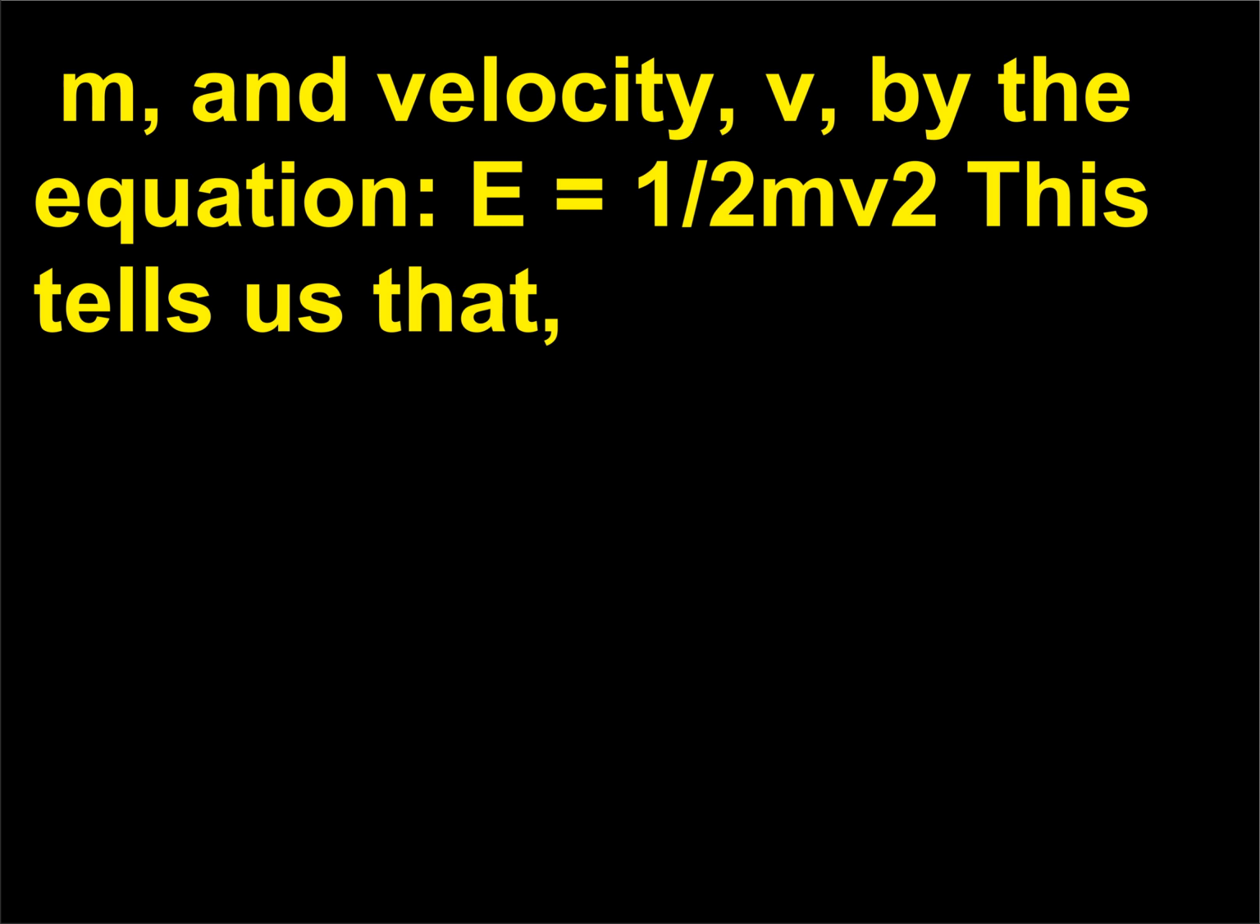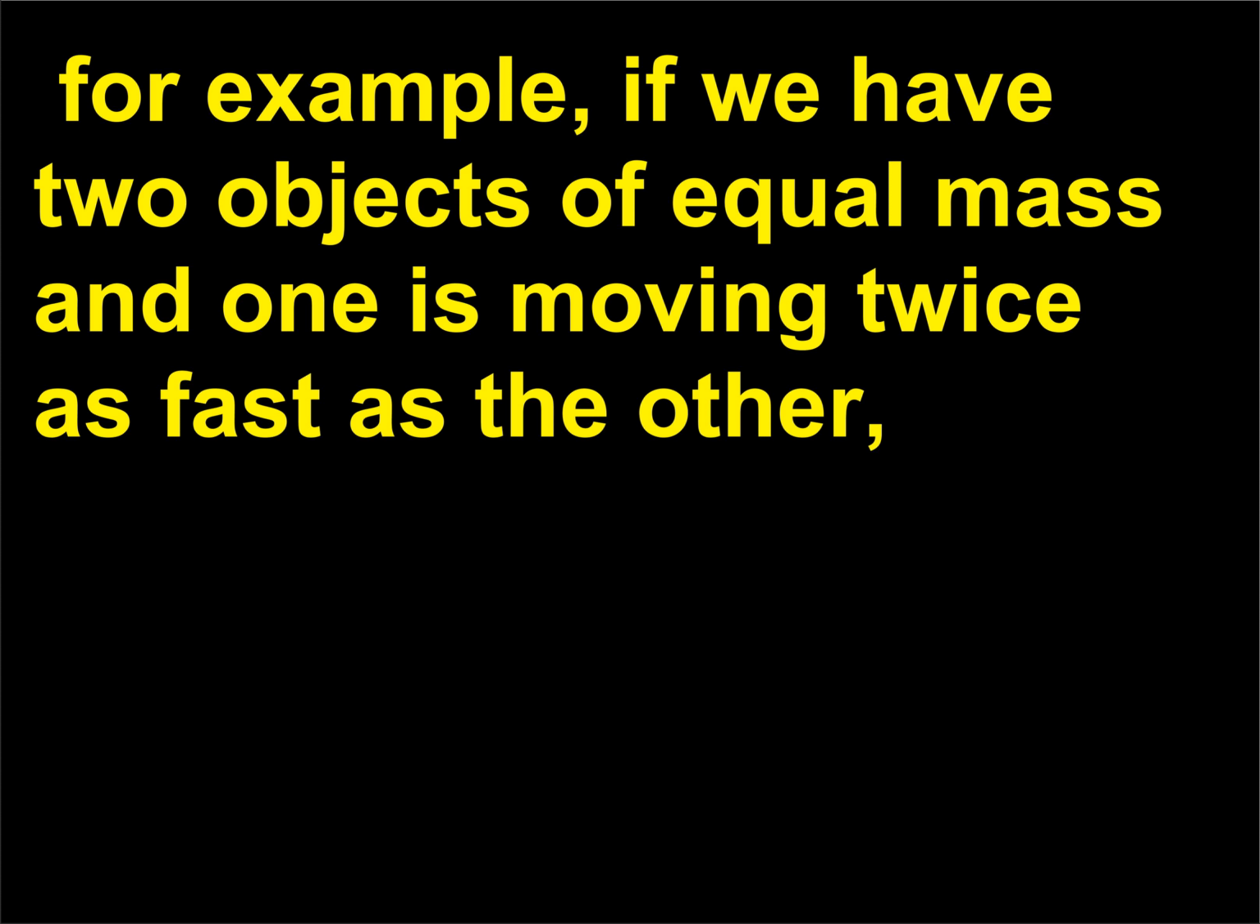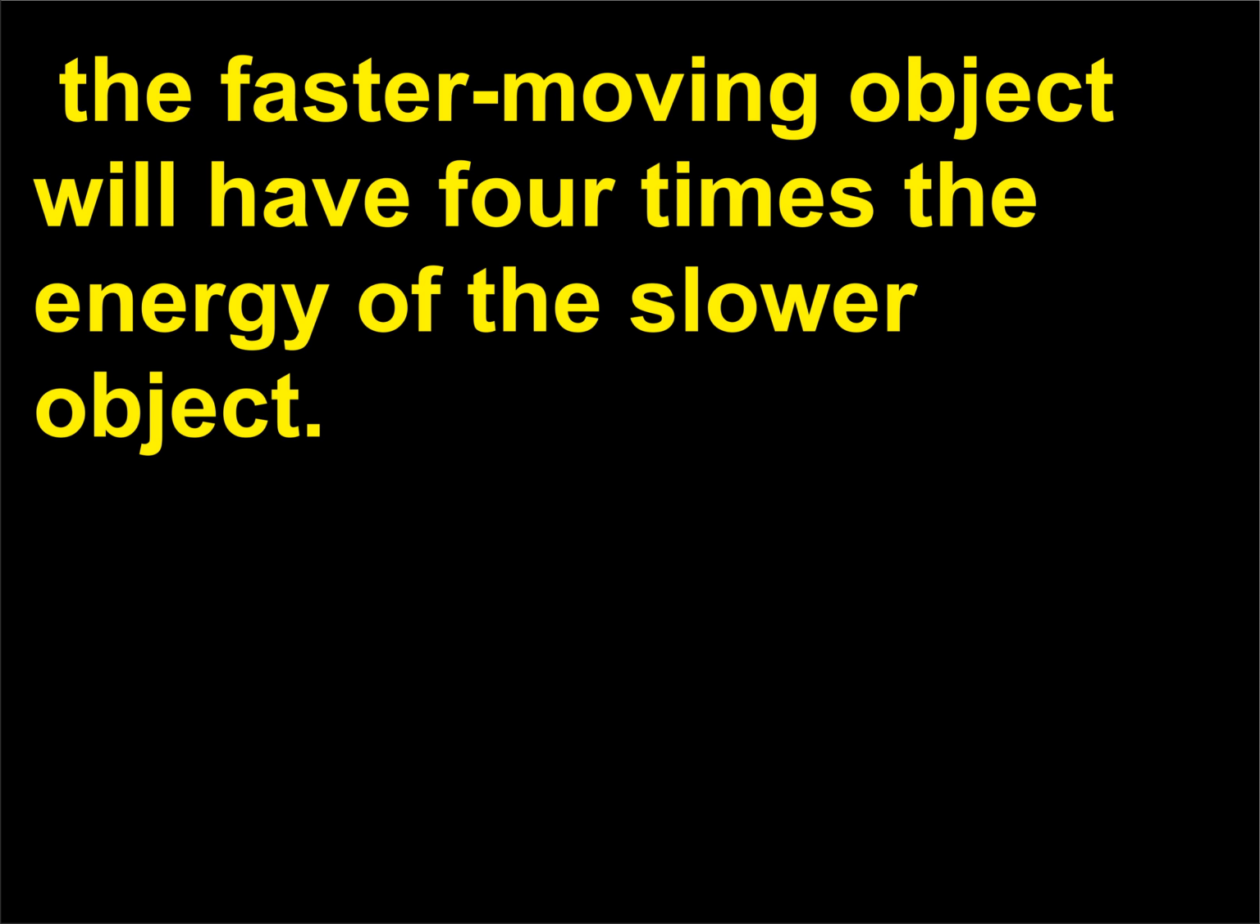This tells us that, for example, if we have two objects of equal mass and one is moving twice as fast as the other, the faster moving object will have 4 times the energy of the slower object.